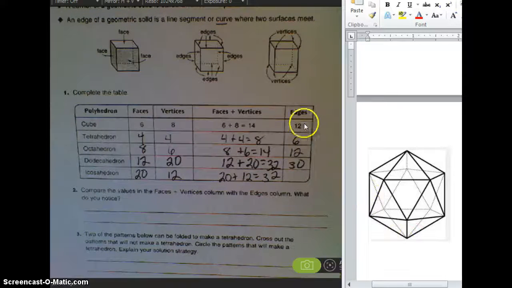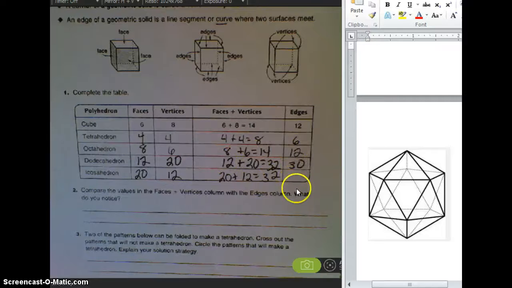Are you noticing a pattern here, 5th graders? 14 was their total, and then edges was 12. 8 and 6, 14 and 12, 32 and 30. What seems to be happening? Do you notice that it seems to be reduced by 2? Faces plus vertices, subtract 2. Faces plus vertices, subtract 2.